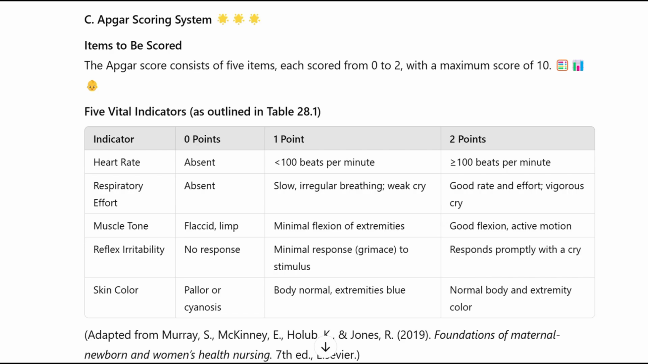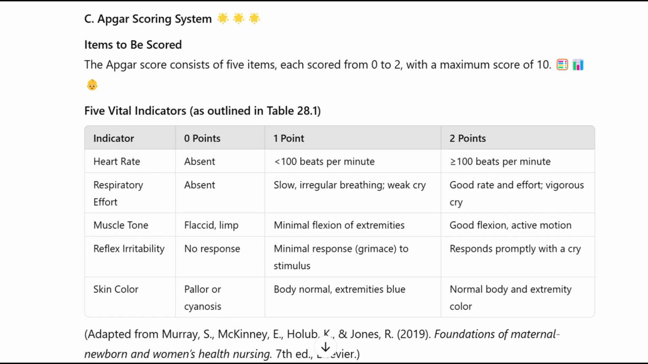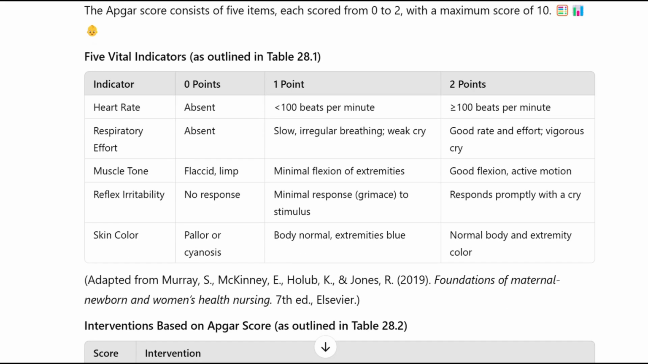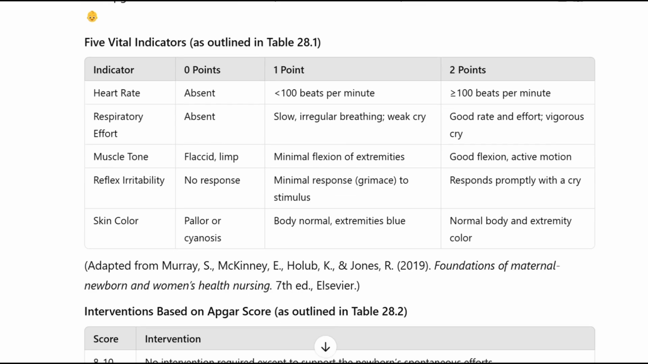C. APGAR scoring system. Items to be scored. The APGAR score consists of 5 items, each scored from 0 to 2, with a maximum score of 10. The 5 vital indicators are outlined in Table 28.1. Indicators: 0 points, 1 point, 2 points, total 10.